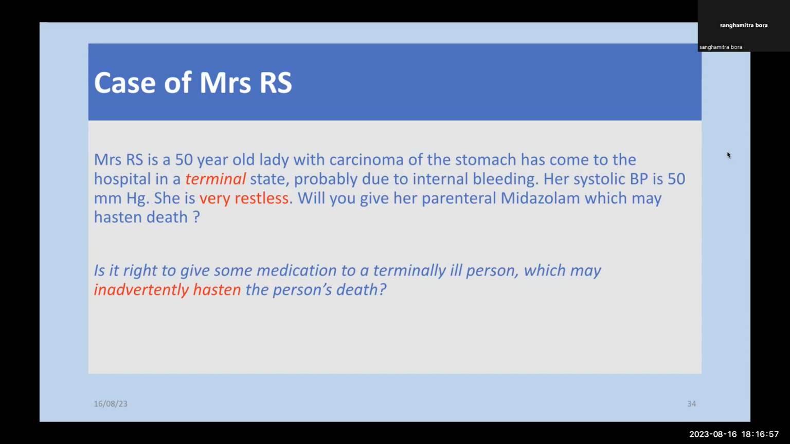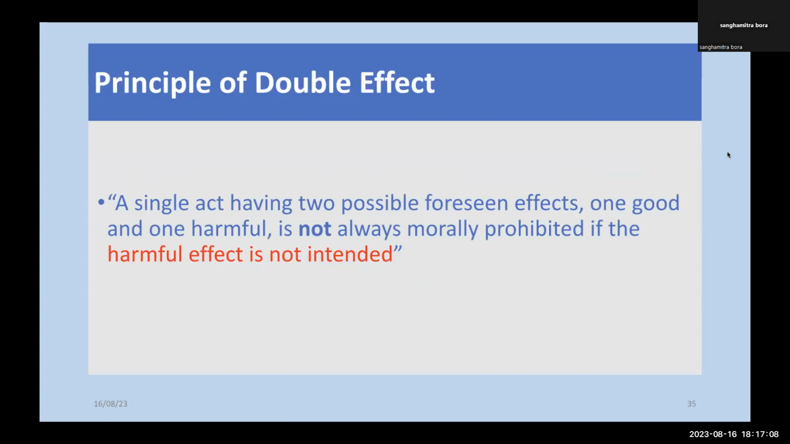This is also a situation that we often face when dealing with end-of-life care patients. At this point, we need to remember the principle of double effect. It says that a single act having two possible foreseen effects, one good and one harmful, is not always morally prohibited if the harmful effect is not intended.